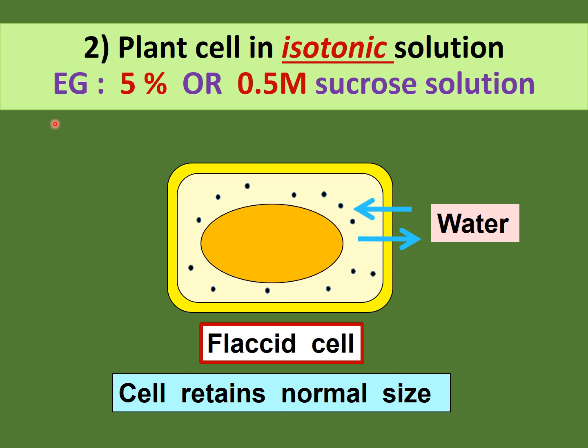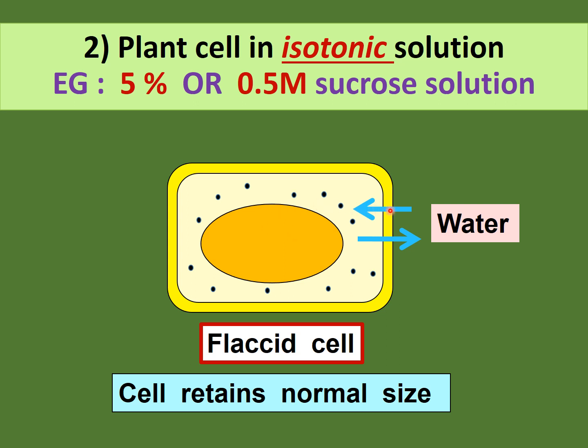Let's now discuss what happens when a plant cell is placed in an isotonic solution, such as 5% sucrose solution or 0.5 molar sucrose solution. First, you must mention that the 0.5 M sucrose solution or the 5% sucrose solution is isotonic compared to the cell sap of the plant cell. Always mention compared to the cell sap. Cell sap is a keyword, right? Don't just say compared to the cell.